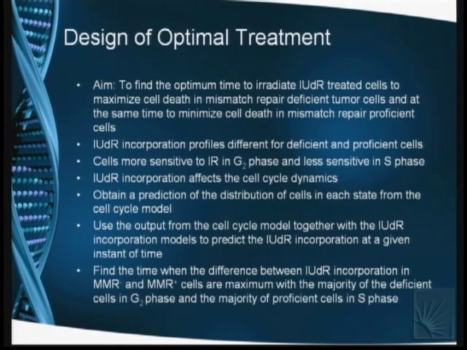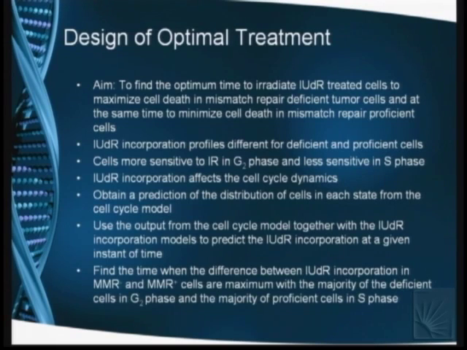So how can we use our computational models in designing optimal treatment for these mismatch repair deficient tumor cells? The aim is to find the optimum time to irradiate the IUDR treated cells so that you actually maximize the cell death in deficient cells while you're minimizing the cell death in proficient cells.